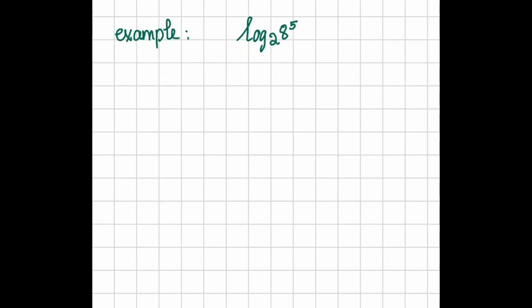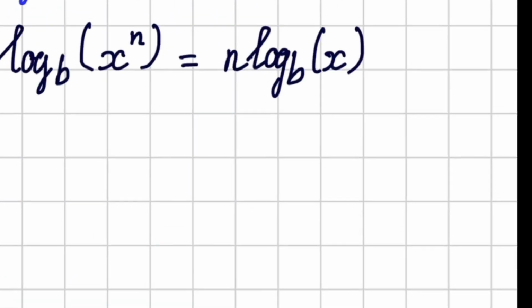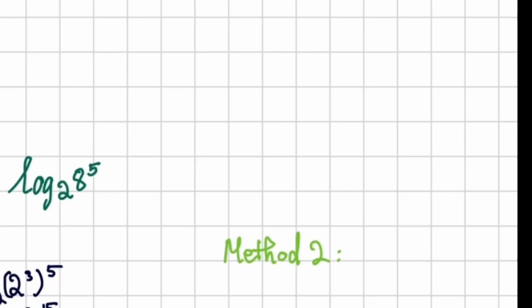So for the first question, we'll have log base 2 of 8 to the power of 5. The rule says that if you have the log of a number raised to a power, you can move the exponent in front. So for our example, log base 2 of 8 to the power of 5, we take the 5 and move it in front of the log. So it's going to be 5 times log base 2 of 8.